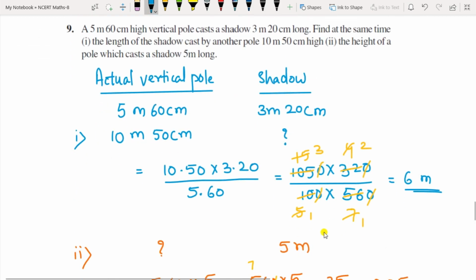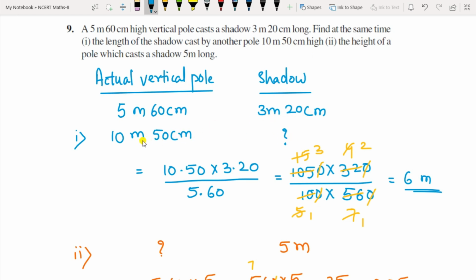The next one is, a 5 meter 60 centimeter high vertical pole casts a shadow of 3 meter 20 centimeter long. Find, at the same time, the length of the shadow cast by another pole which is 10 meter 50 centimeter high. So, actual vertical pole and its shadow. One pole is of height 5 meter 60 centimeter whose shadow is 3 meter 20 centimeter. If another pole of 10 meter 50 centimeter is there, what will be the shadow?